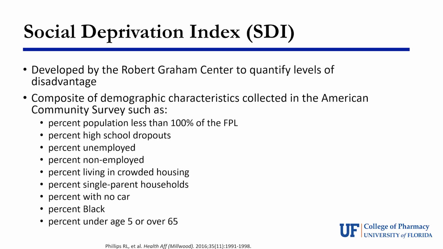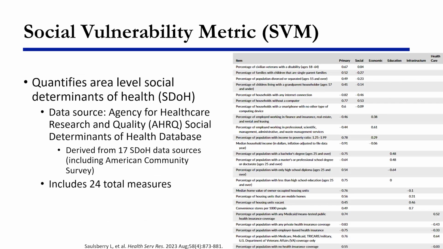They used employment data, education, housing, and then a few demographics regarding age and race and stuff like that. Another newer method we've decided to include as well is a social vulnerability metric. This was just recently developed, and it also gets at something a little bit different.